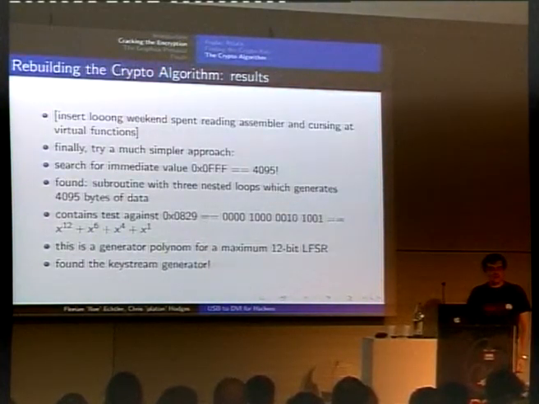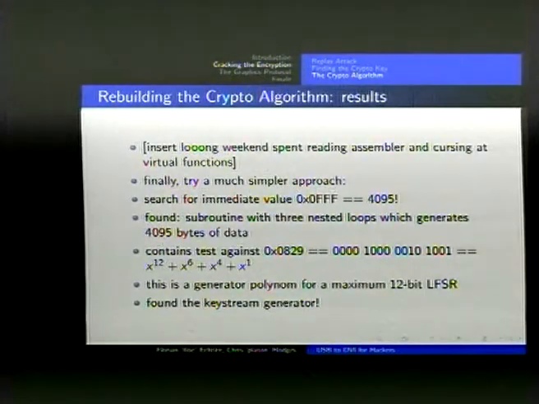Unfortunately, the driver was written in C++, and it's not that funny to try to disassemble virtual functions. So in the end, we settled on a much simpler approach here, and we just looked for, in the assembler code, an immediate value of 4095, because at some point the routine has to generate that much data.